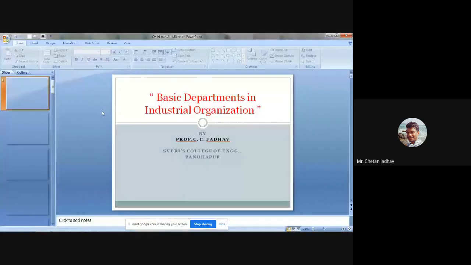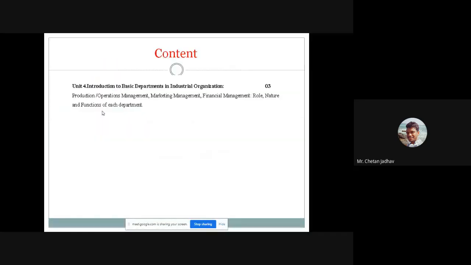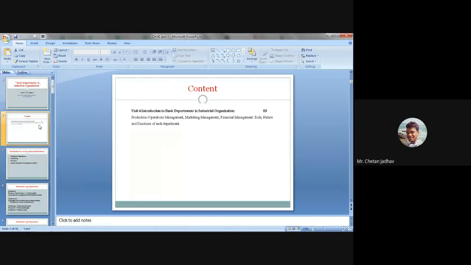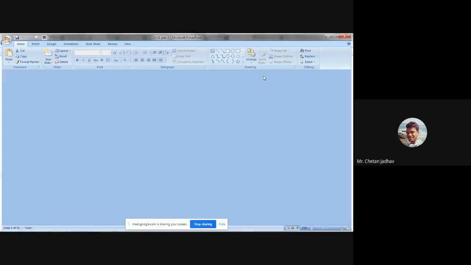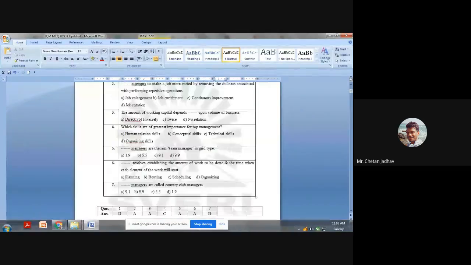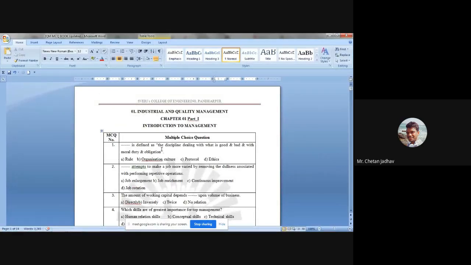Then we have covered the second part of the first chapter, that is production and operation management, then marketing management, then financial management, and the role, nature and function of each and every department. So today we'll see just an overview of the first chapter MCQs. We will see them one by one, and then we will conduct a test.